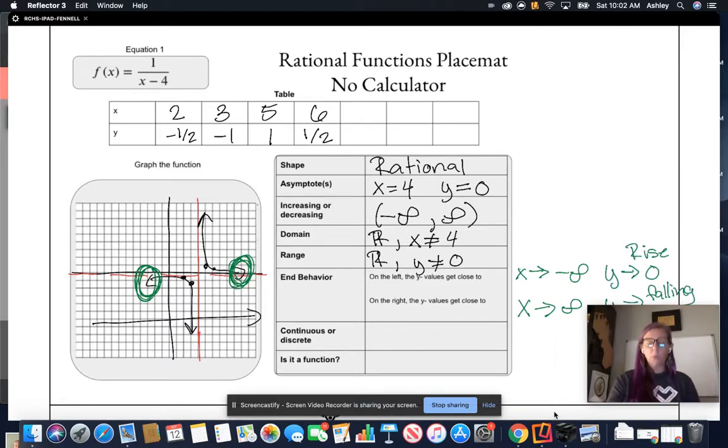Okay, so we rise to that asymptote on the left-hand side, and on the right-hand side, we're falling to that asymptote based on the trend of the graph at the arrows here. We already discussed this, but this is going to be discrete because of those asymptotes. Two asymptotes definitely break this in a way that we need to pick up our pen to draw it. Is it a function? Yes. For every input, there is one and only one output.